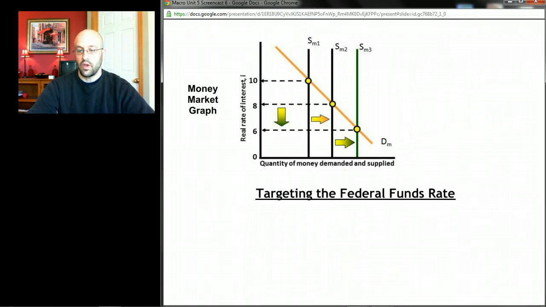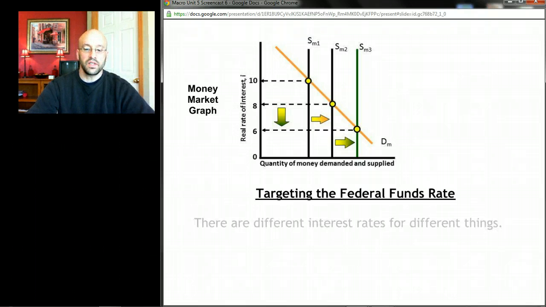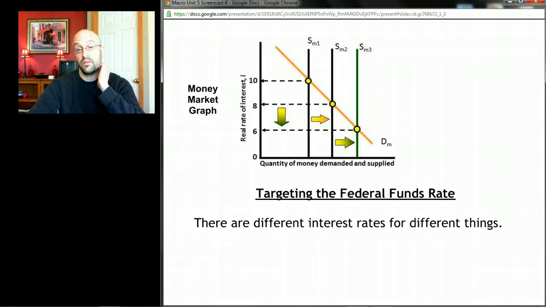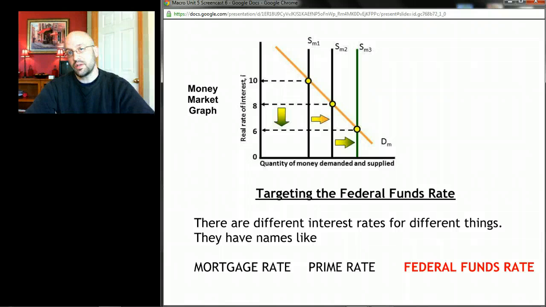Now, one final note on this screencast. The money market graph has this kind of generalized interest rate on the y-axis, the nominal interest rate. Now, in truth, there's lots of interest rates out there in the economy, and there are different interest rates for different things. They have names, like mortgage rates, interest rate you pay for loans to buy a house, the prime rate, the interest rate that banks charge to their most creditworthy borrowers, and the federal funds rate, the interest rates that banks charge to one another for very short-term loans. I mentioned the federal funds rate before.